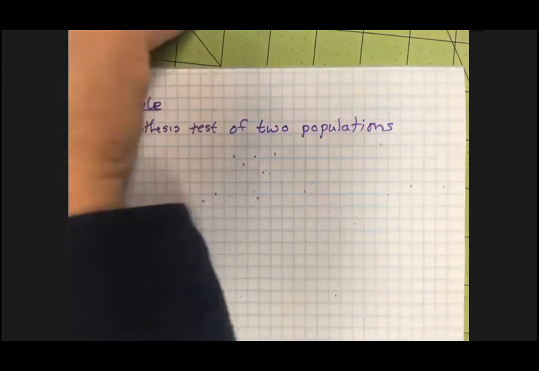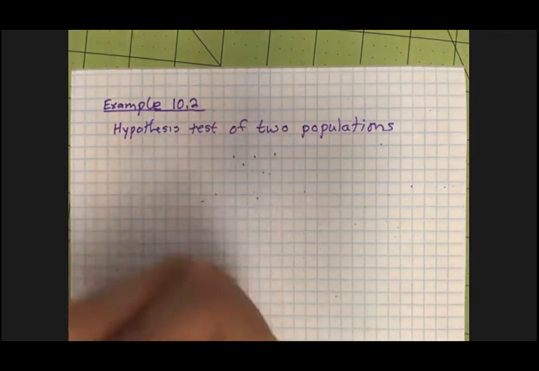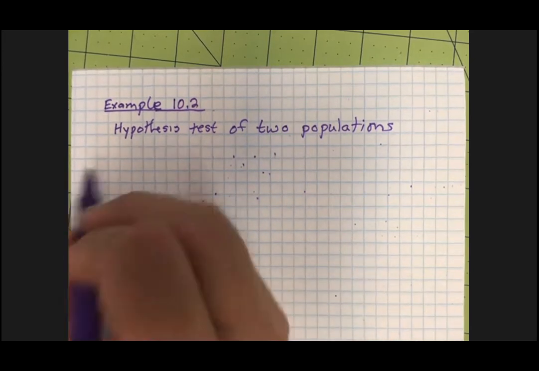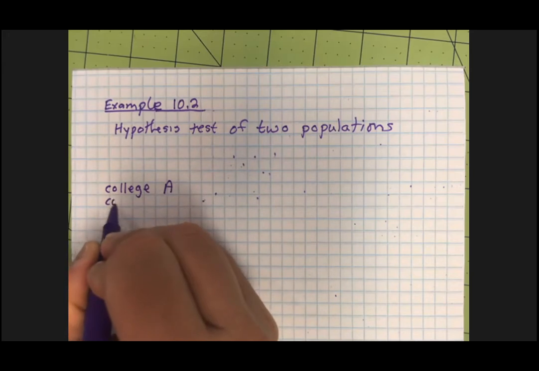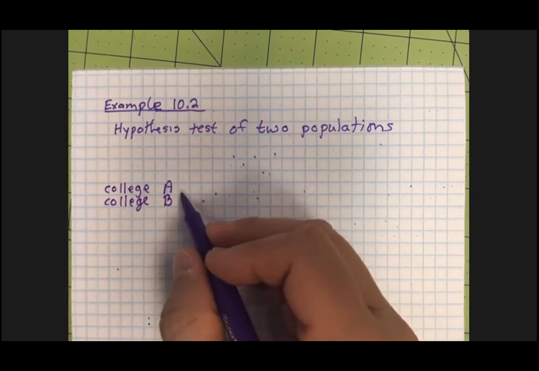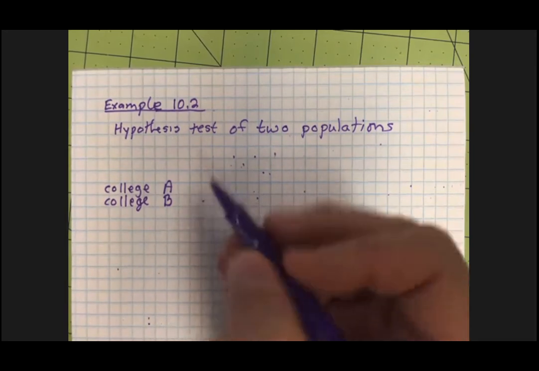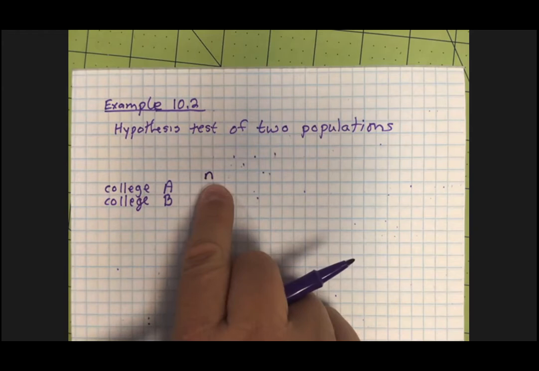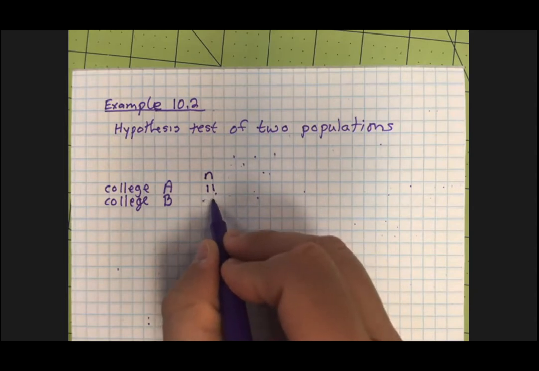So let's take a particular example out of the book right here. This is example 10.2. And it describes a situation not of weight loss, but students taking math classes at two colleges. Let's say I have two colleges. Let's call them College A and College B. And I think students at one college take more math classes than students at the other college. Why do I think that? I sampled a certain number of people at each college. Let's say I randomly sampled 11 students at this college and 9 students at that college.